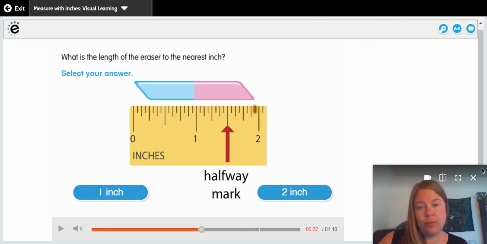Select your answer. So if you look at this eraser on this ruler, you're going to notice that it doesn't go all the way to the 2-inch mark. But if we're talking about measuring to the nearest inch, then I would say that if we find the halfway mark, then the nearest inch would be 2 inches. So I'm going to pick 2.